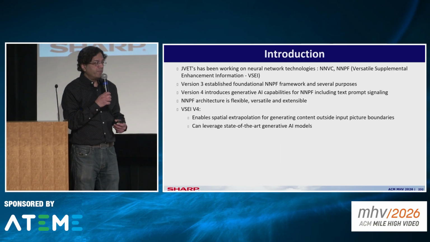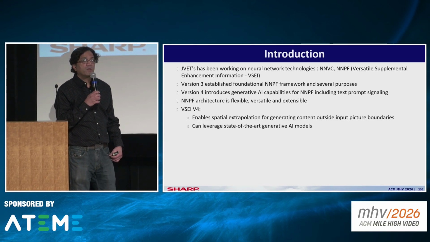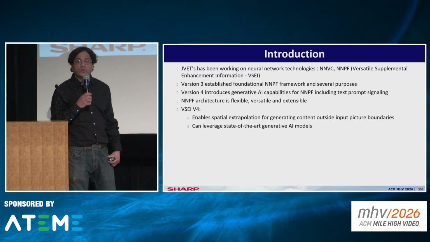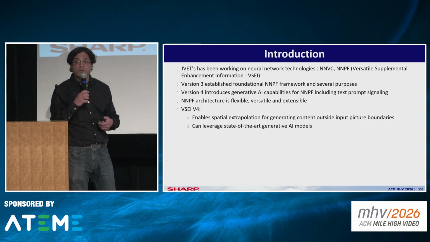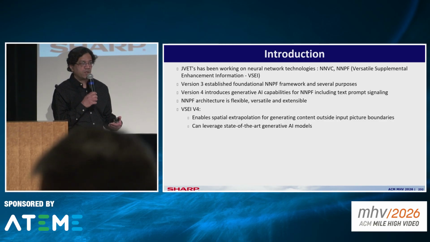So JVET has been working on mainly two things that are related to neural networks, and one is called neural network video coding, which is focused on the compression efficiency, sort of similar to some of the previous talks we looked at. And then this neural network post filter, which is a work that is part of the versatile supplemental enhancement information messages, and that basically applies to post filtering. So you have a video, you want to improve its quality after it's decoded.